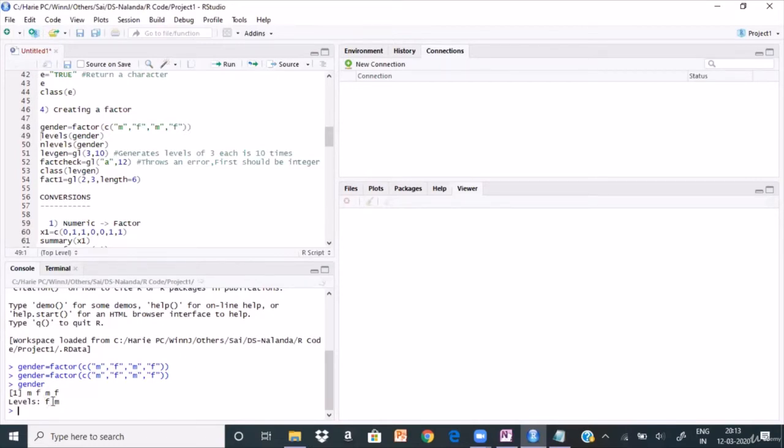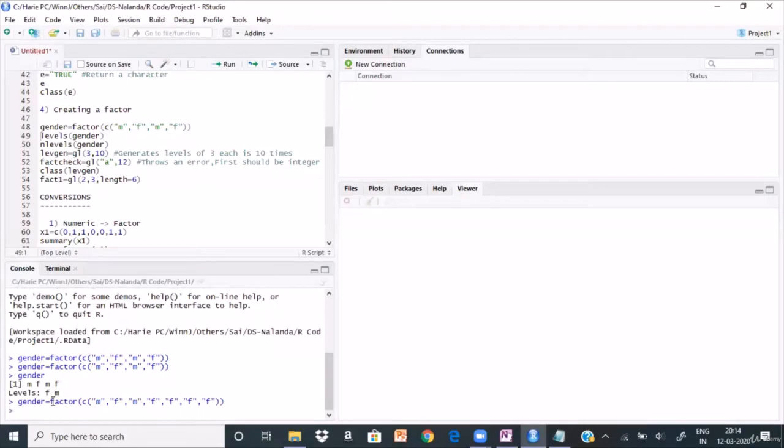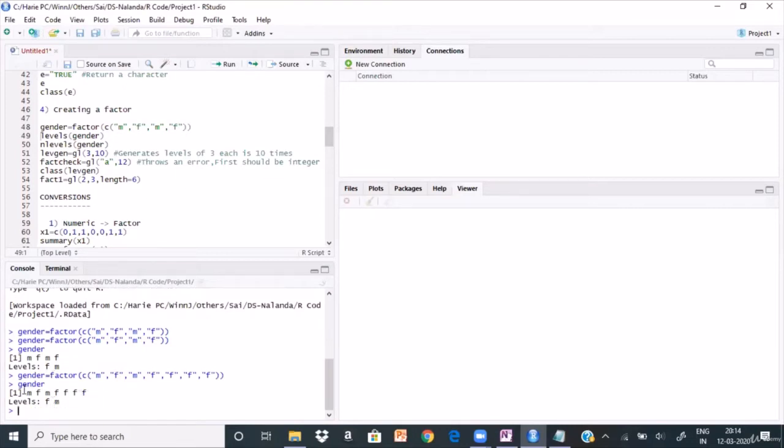If I repeat this, let's say, again copying only F, and I simply keep on adding, still my levels are only 2. You see the values, it showed you all the values, but levels are going to be 2 only. Hope this is clear. Any doubts, please?